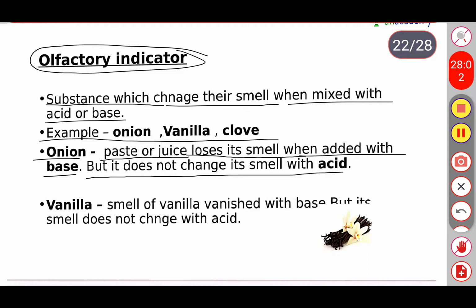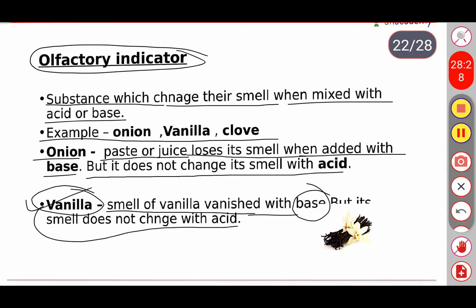Next one is vanilla. Vanilla is also one type of olfactory indicator. Smell of vanilla vanishes with a base. Vanished means the complete smell of the vanilla will change when it dissolves in basic solution. But the same vanilla, when we dissolve in acidic solution, does not change its original smell or odor.